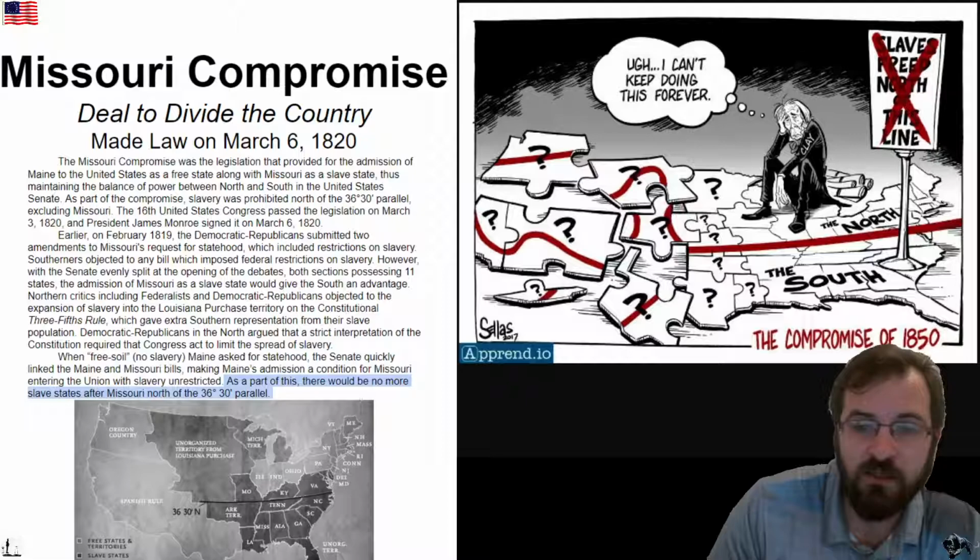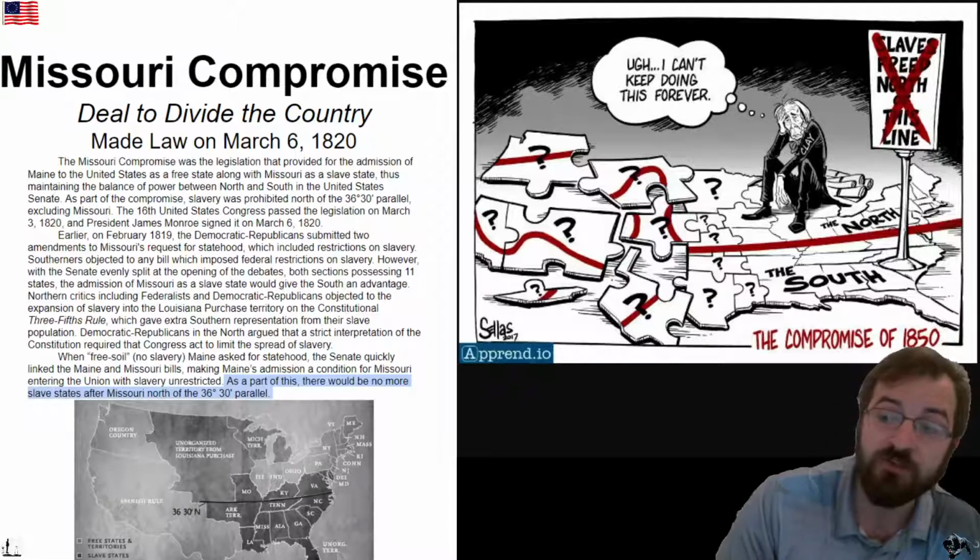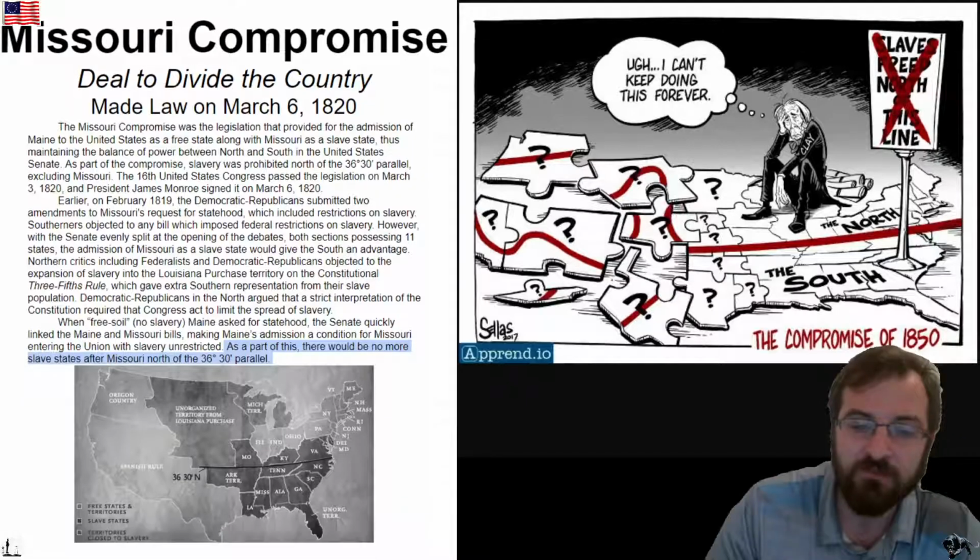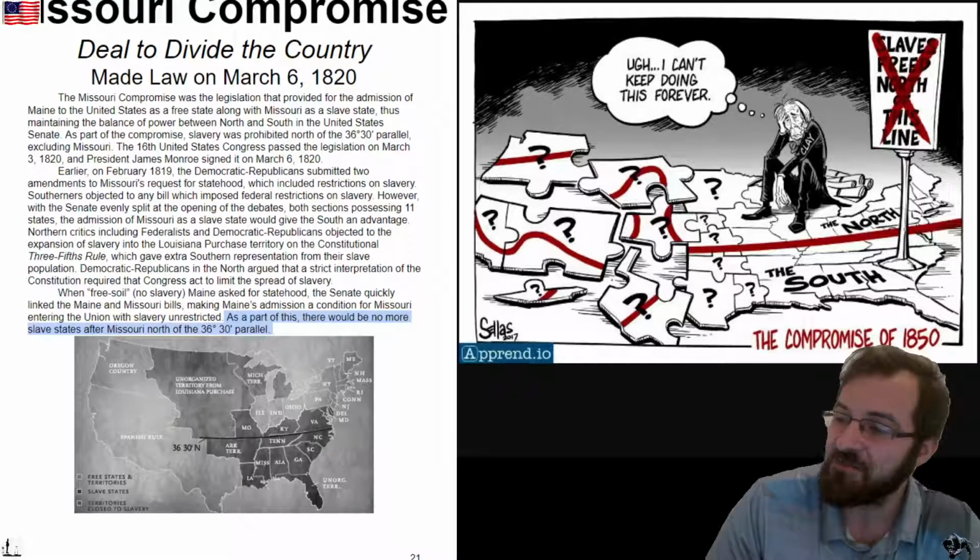As a part of this, there would be no more slave states after Missouri north of the 36°30′ parallel. Hope you're learning, and I hope that this is a little bit fun.